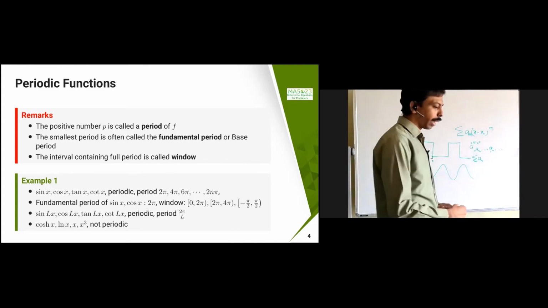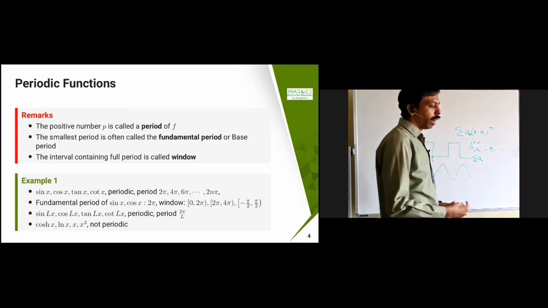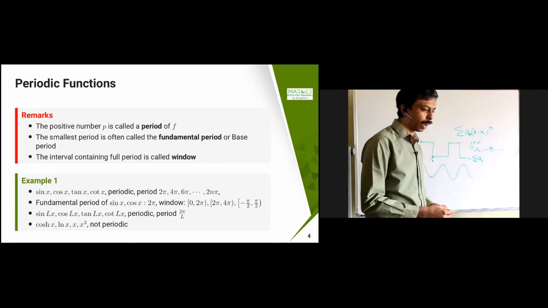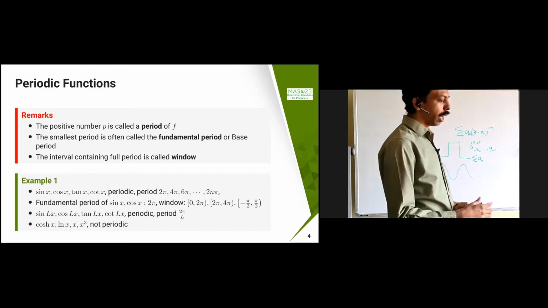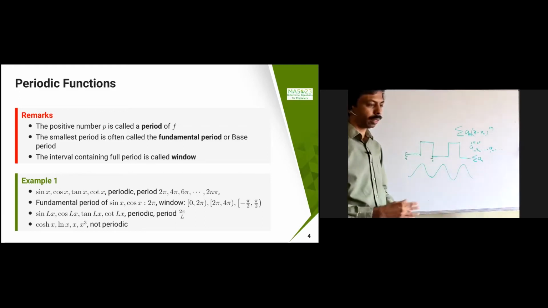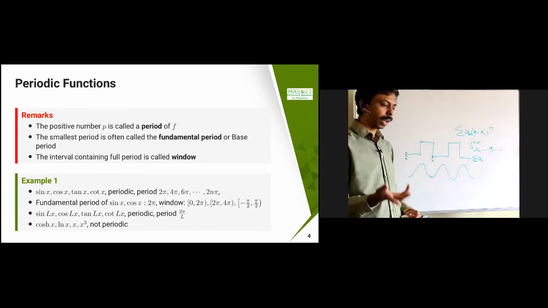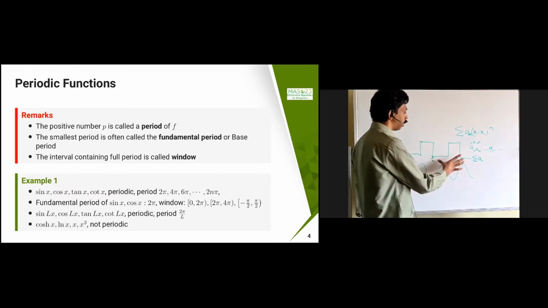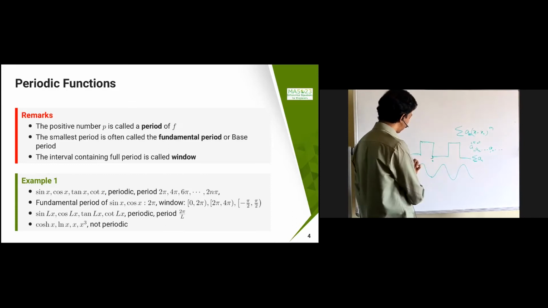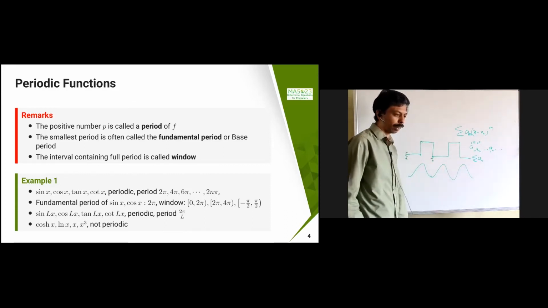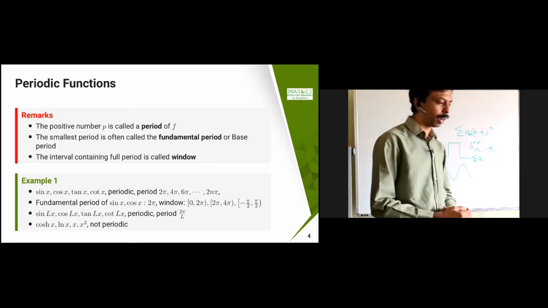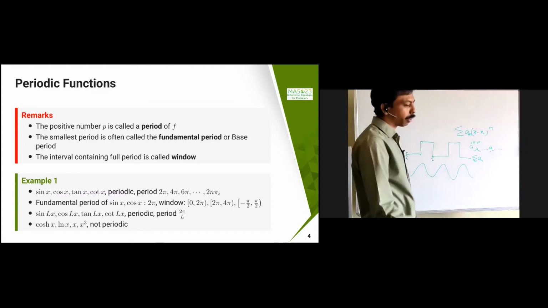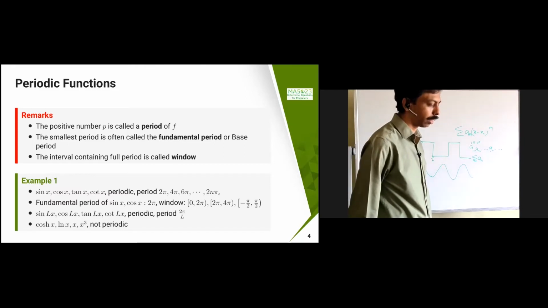Some examples: sin x, cos x, tan x, cot x. These are all periodic functions, and the periods are 2 pi, 4 pi, 6 pi, etc. But the fundamental period is 2 pi. This 2 pi is a period, 4 pi is also a period. If I take from here to here, that is also a period of the function. But we are going to take only the fundamental period, which means only the smallest one.